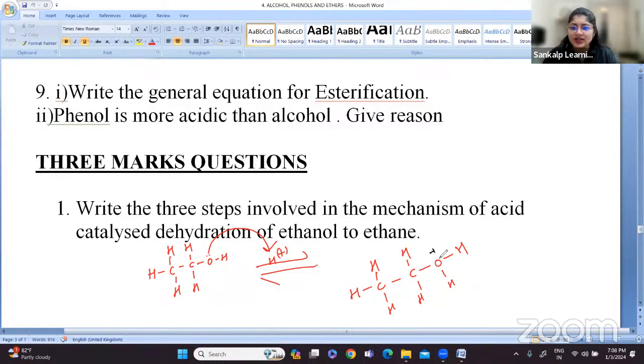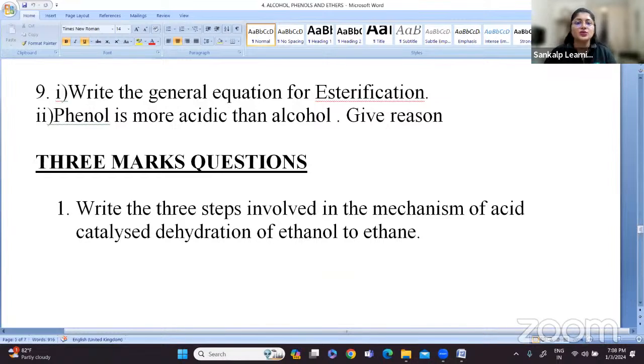The formation of the positive charge, the carbocation formation, should be clearly mentioned and shown properly. If you do not show it properly, then you won't get marks here. So please write the charges properly, stepwise. Do not get confused. These were the things which I was supposed to deal with in this chapter, alcohol, phenols, and ethers.